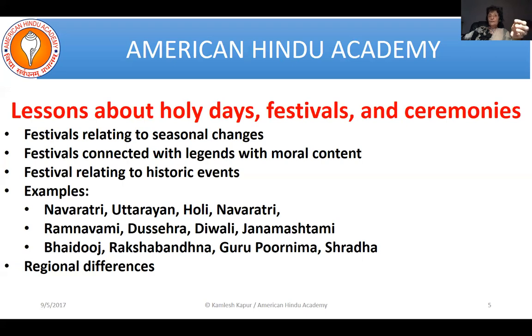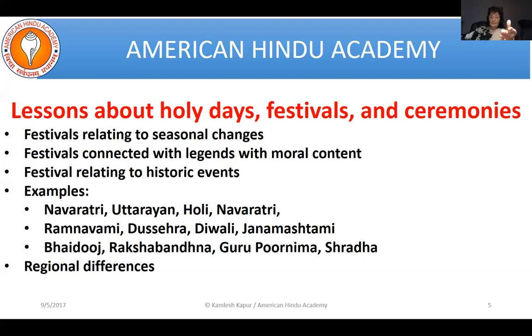Now, Bhai Dooj, Raksha Bandhan, Guru Purnima, Shraddh, these are offering devotion or respect for different relations. So, Bhai Dooj, we are honoring our brothers. Raksha Bandhan, we tie a thread around the wrist of the brother. The brother promises protection. The girls pray for their well-being.